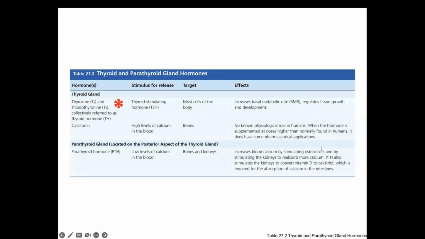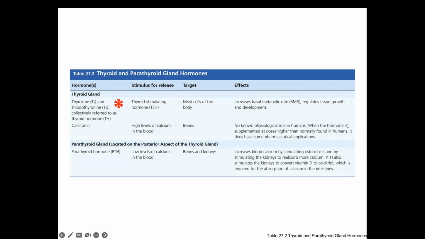These next hormones are hormones of the thyroid and parathyroid glands. T3 and T4 are collectively referred to as thyroid hormone, or just TH, and are released by the thyroid and target almost every cell and tissue in the body. They are responsible for increasing the basal metabolic rate and regulate tissue growth and development.